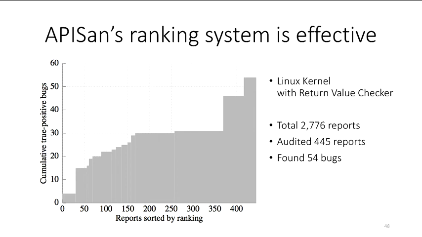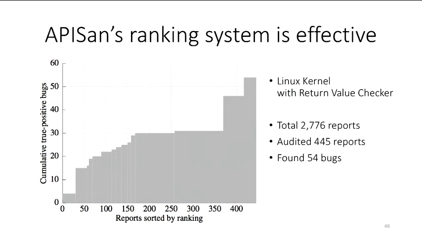API Sanitizer's ranking system is effective. This is the result of the Linux kernel with the return value checker. It generates 3,000 reports, and we have audited 400 reports and found 54 bugs.